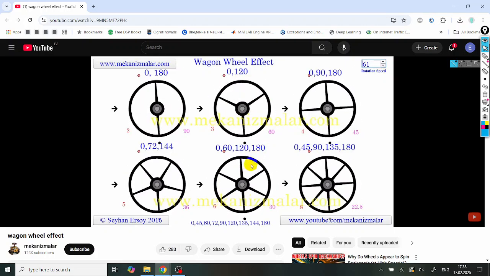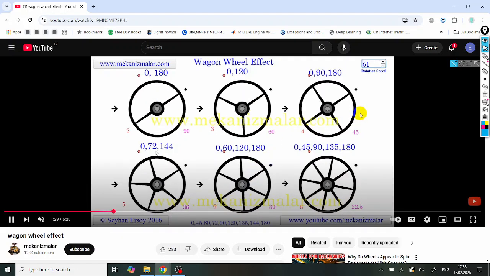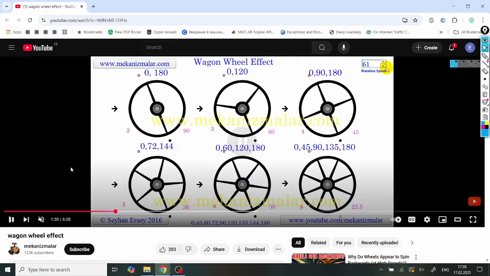So exactly like so, because the following happens between frames. We have this wheel here. Now the next frame is going to rotate 61 degrees, meaning that it's going to end up here. This one is going to end up here, and this one here, and this one here, and this one here.